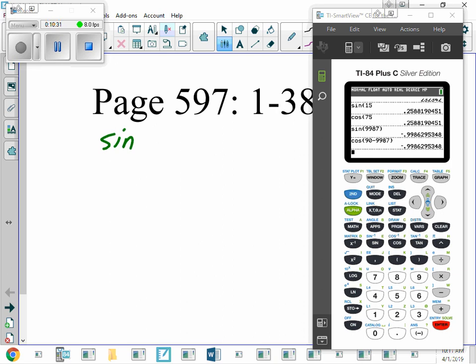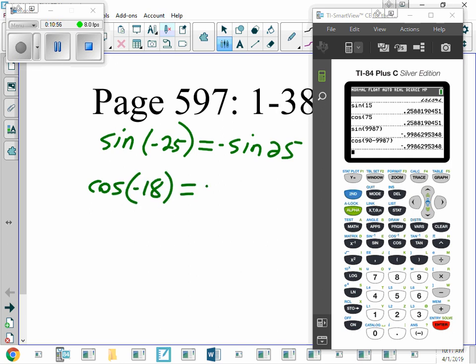The sine of negative 25 is equal to the negative sine of 25. If the angle is negative, you take the negative and put it in front. That's true for sine, cosecant, tangent, and cotangent. But the cosine of negative 18 is equal to the cosine of 18, always. The secant of negative x is equal to the secant of x.